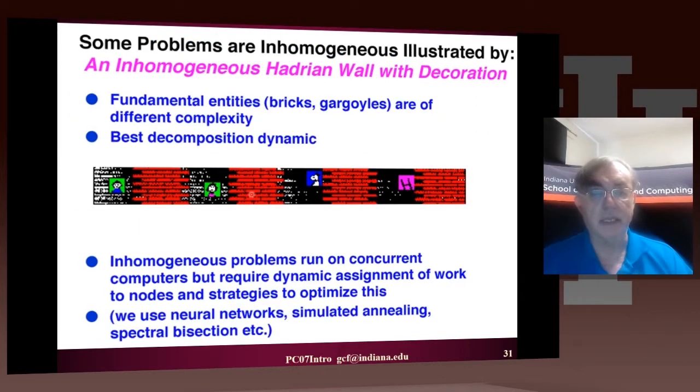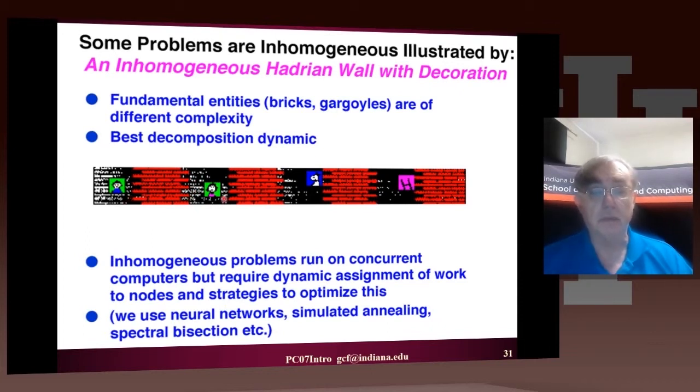So here's an inhomogeneous problem. Emperor Hadrian said he wanted his wall to be prettier, so he put some gargoyles on the wall, namely decorations. And we then still have the same problem. We're building a wall. We can build each section separately, but some of the sections are much more complicated than other sections. They have a completely different problem to be done, and we build gargoyles. And so it may not be obvious how long it takes to build a gargoyle compared to laying bricks.